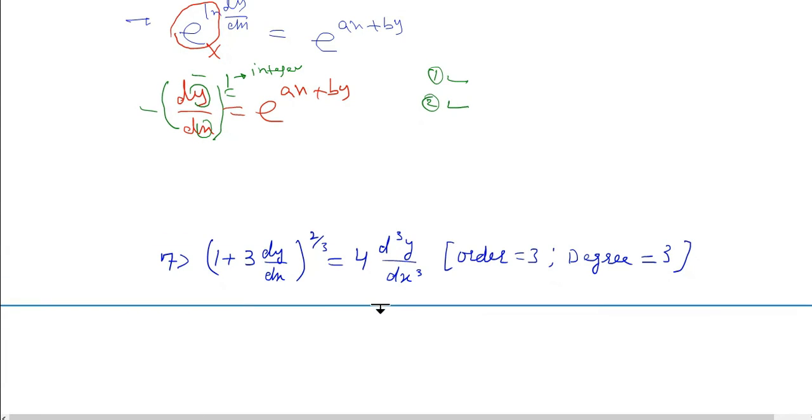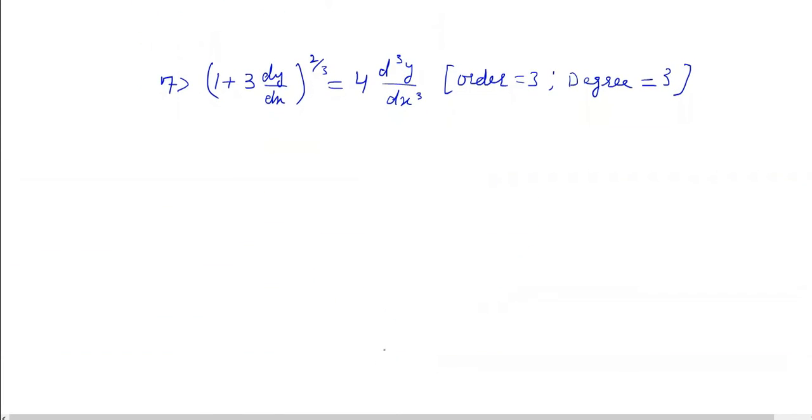Let me get some space here. Perfect. Now let's talk about this differential equation. The differential equation is this, right? This is our differential equation.